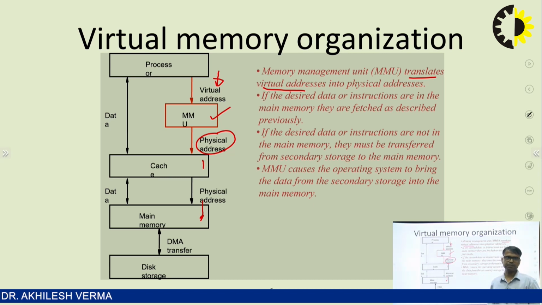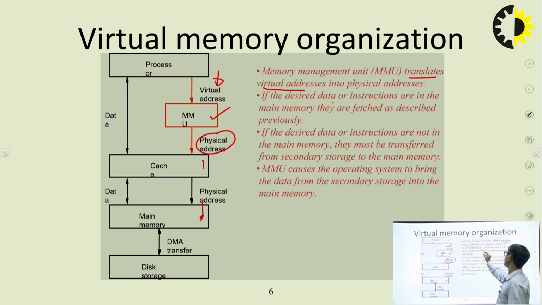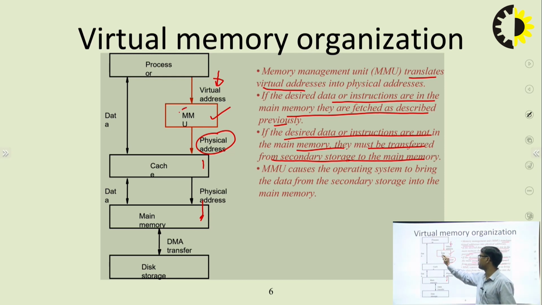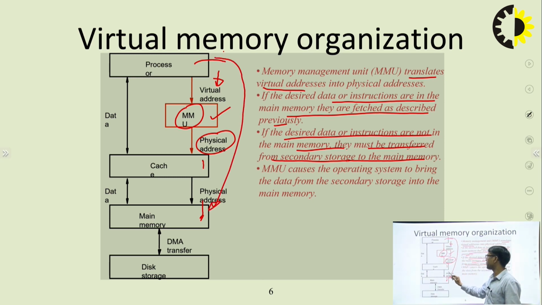So if the desired data or instruction are in the main memory, they are fetched as described previously, and if the desired data or instruction are not in the main memory, they must be transferred from the secondary storage to the main memory. So, for example, if the MMU says that the data is not available in the main memory, the operating system will bring the process from the secondary storage and store it here in the main memory.